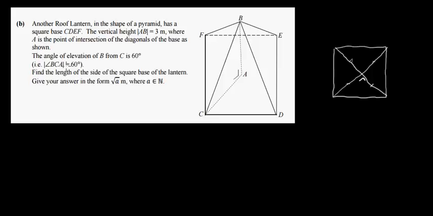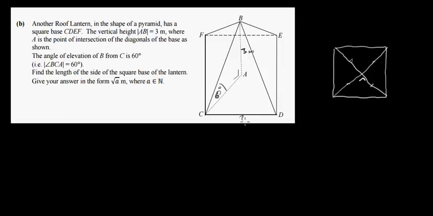Let's have a look anyway. Now the vertical height AB is 3 meters. So this is 3 meters here, vertical height, where A is the point of intersection of the diagonals of the base as shown. The angle of elevation of B from C is 60 degrees. So this angle in here is 60 degrees. So that's handy as well. Okay, so BCA is 60 degrees. Find the length of the side of the square base.